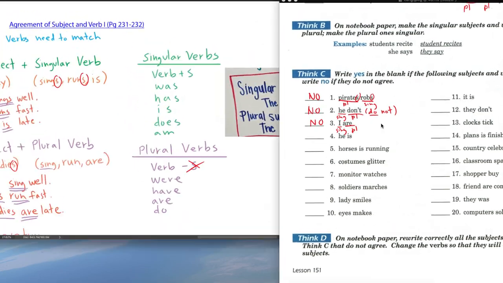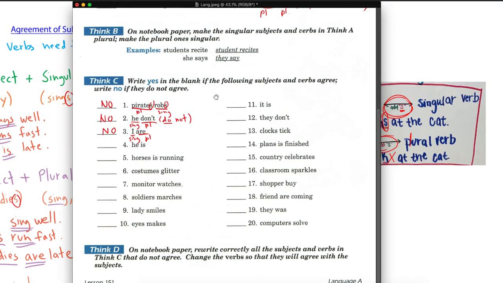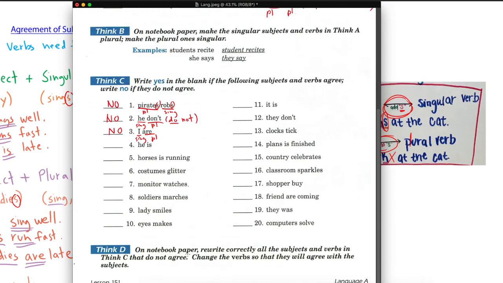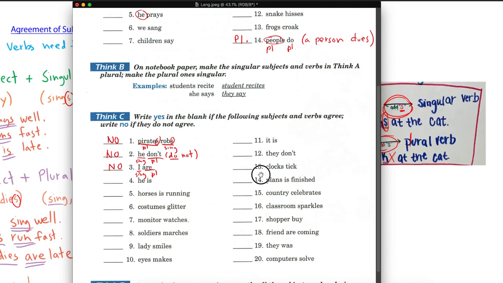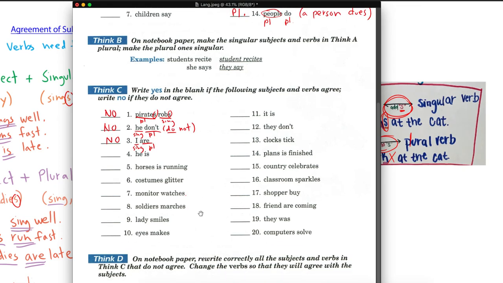Okay, last one. Think D says, on notebook paper, rewrite correctly all the subjects and verbs in Think C that do not agree. Change the verb so that they will agree with the subject. All right, so you would need to look at all the answers that you wrote "no" to. So the first 3 I wrote no, and if you have room here, you can just do it here. They want you to change the verb so that they will agree with the subject. So they want you just to change the verb, okay?